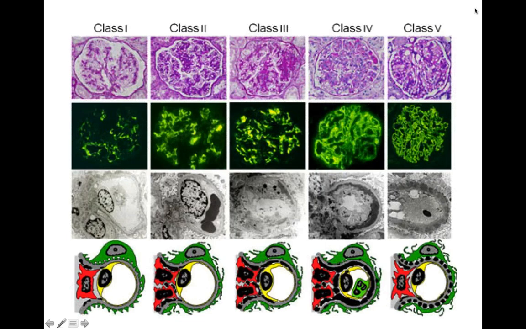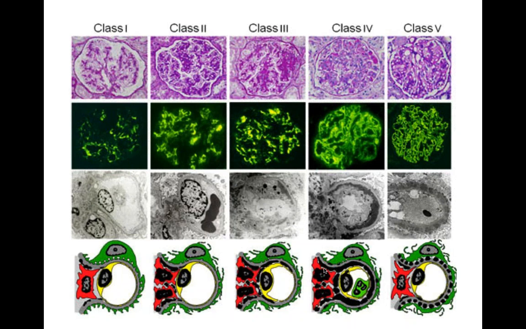So as I said, SLE is an important cause of nephritis. It's a nephritic syndrome. There are various classes: class 1, class 2, class 3, class 4, class 5. Type 1 is generally normal. Type 2 is mesangial, there is mesangial proliferation. Type 3 is focal proliferative, so there is epithelial cell proliferation. Type 4 is diffuse proliferative.